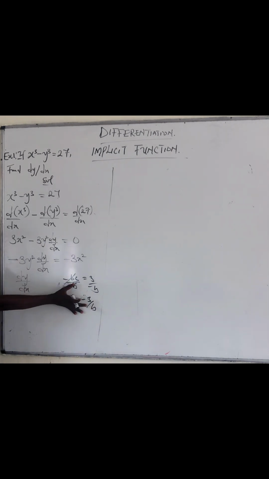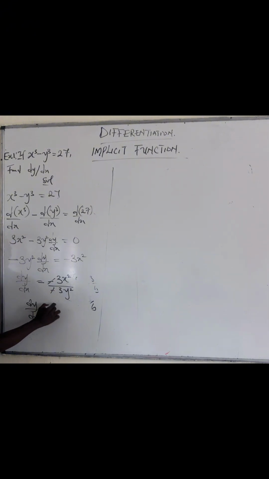So let's bring down this method here. Let's bring it to this place. So we are going to have dy over dx, which is going to be equal to what? Minus 3x squared over minus 3y squared. So minus divided by minus, you have what? Plus. So dy over dx is going to be what? 3x squared over 3y squared. So that is the final answer.